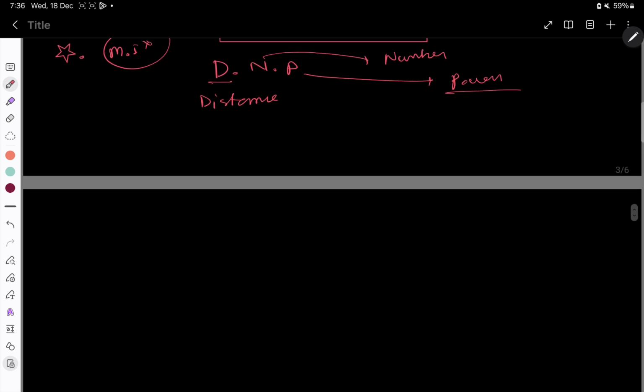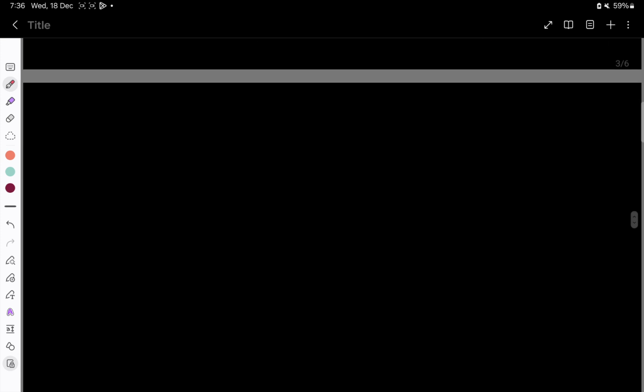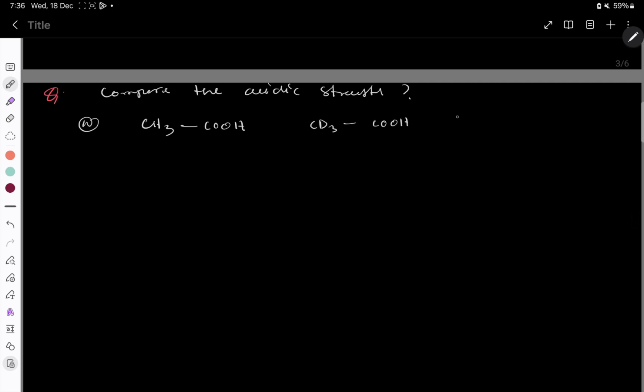Now listen. For example, if I ask you to compare the acidic strength of the following compounds: number one is CH3COOH, number two is CD3COOH, and number three is CT3COOH. Which one will have more acidic strength? Basically you have to check the groups CH3, CD3, and CT3.